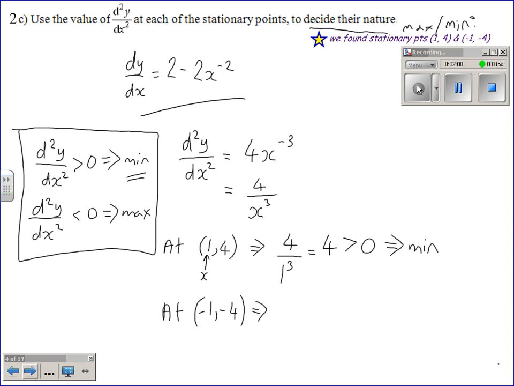And likewise, we've got now at negative 1, negative 4. We're going to substitute that back into this. So we've got 4 over negative 1 cubed. Negative 1 cubed is negative 1, so 4 divided by negative 1 is negative 4. That is now less than 0, and again, that implies it's a maximum. And that's your question done.